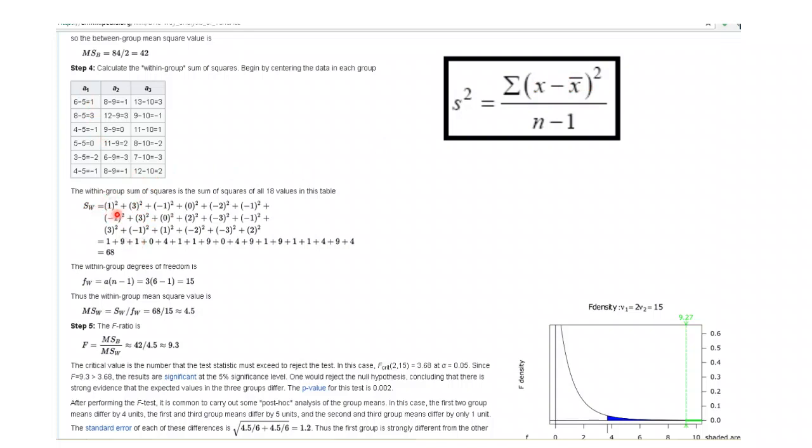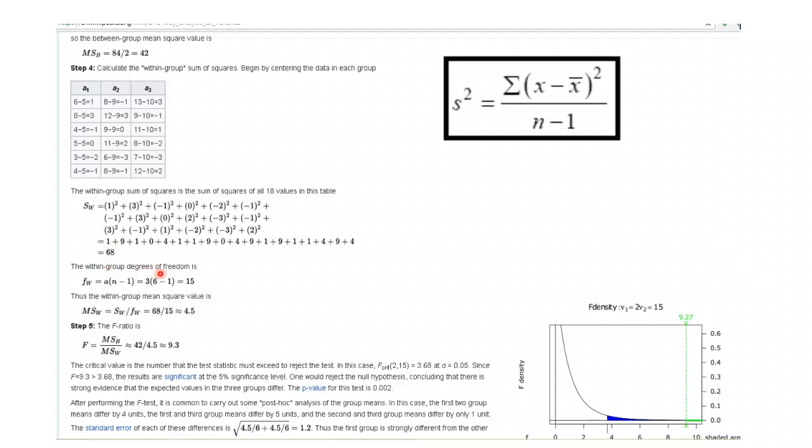These are the squares of these values: 1, 3, 1, 0, 2, all these. We sum up all these values in the same way as we were calculating variance, and this is coming out to be 68.